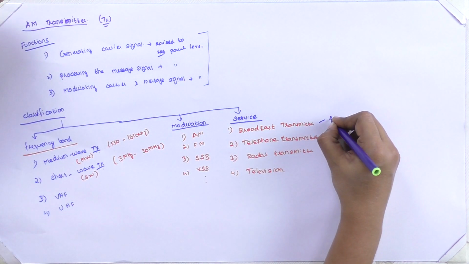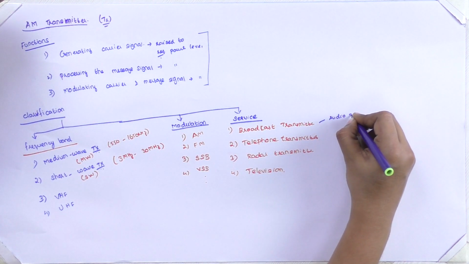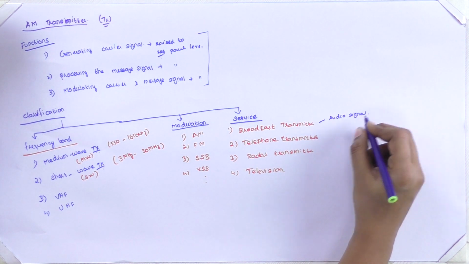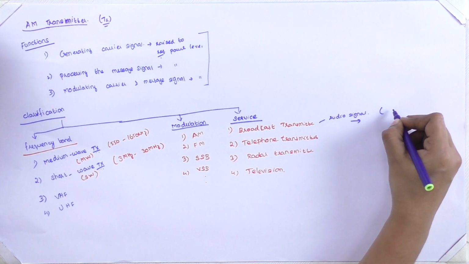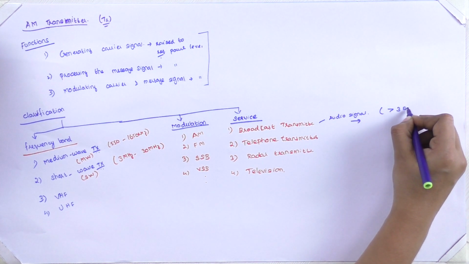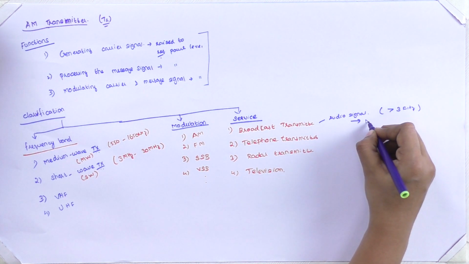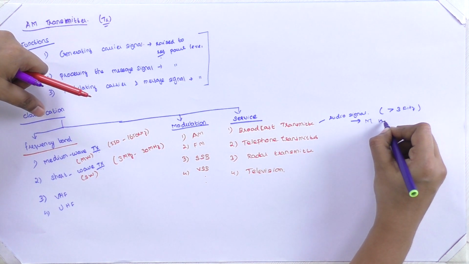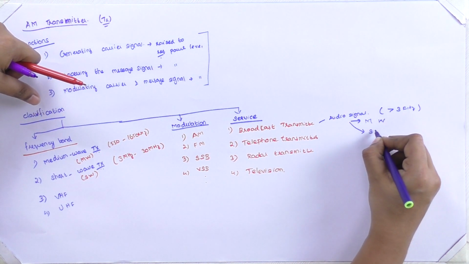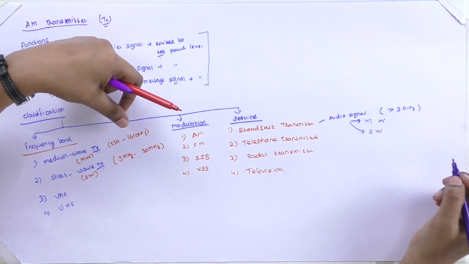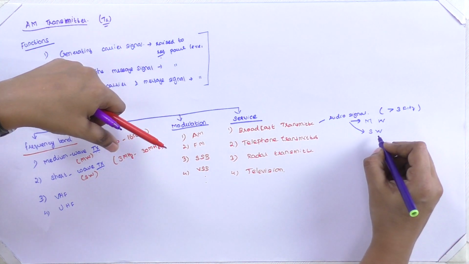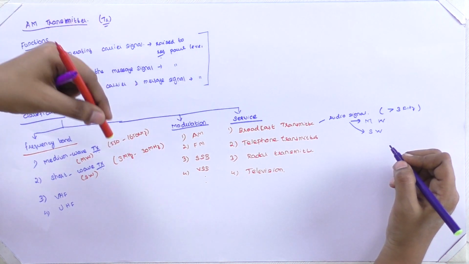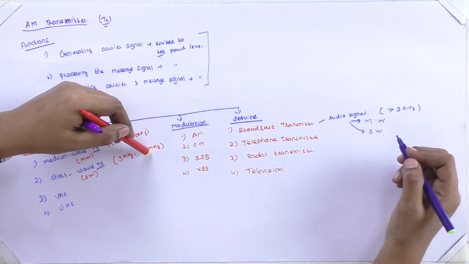In broadcast transmitter, the audio signal mostly covers frequencies up to 3 kilohertz. So we can either go for medium wave transmission or short wave transmission. Medium wave transmission covers frequencies from 550 to 1650 kilohertz. Short wave band covers frequencies from 3 megahertz to 30 megahertz.